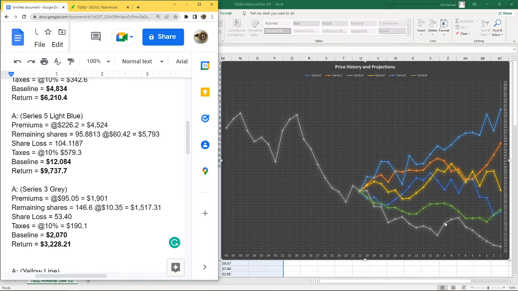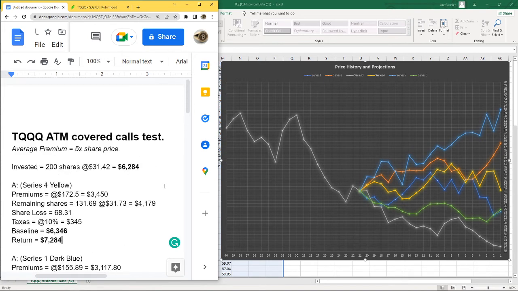Okay, so the gray line, the worst case scenario. And this is where I really, really like this strategy, because it is good at protecting against losses. So in this case, your baseline would have deteriorated all the way down to $2,070, the value of 200 shares at the share price of $10.35. And the return, which is the premiums you've made plus your remaining shares, $3,228.